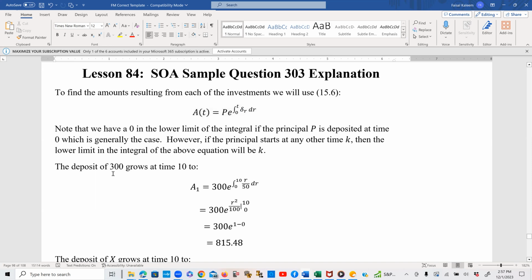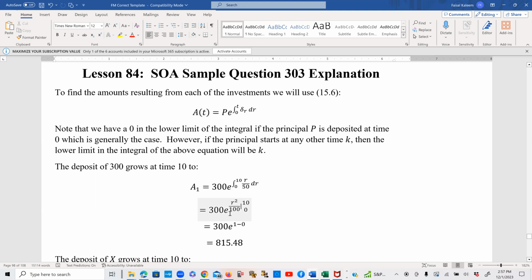And the deposit of 300 grows at time 10. So this 300 is deposited at time 0, and by time 10, it will grow to 300 e to the power integral from 0 to 10, and delta r will be r by 50 because we are given that delta t is t by 50. So the integral of r is r squared by 2. And this 2 multiplies by this 50 to give 100 in the denominator.